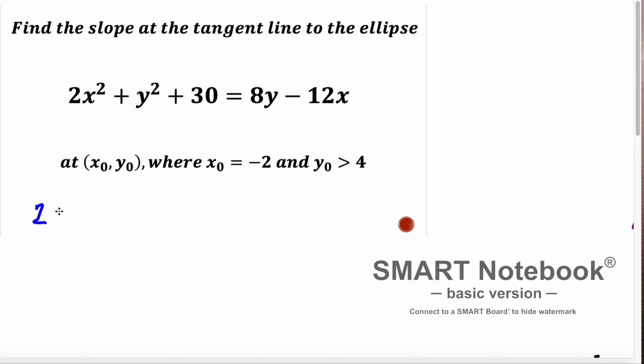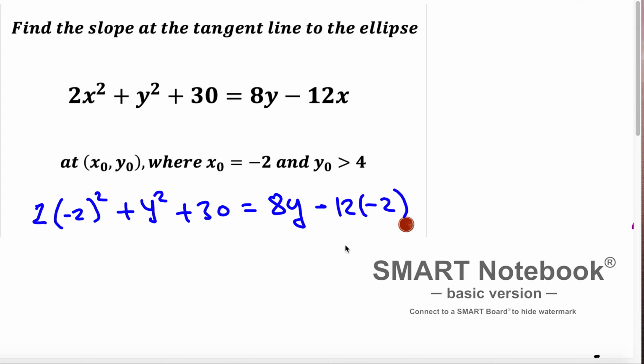Now instead of the x, I'm plugging x0, which is minus 2 squared plus y squared plus 30 is equal to 8y minus 12 times minus 2. When we rearrange, minus 2 squared is 4, times 2 is 8, plus y squared plus 30 is equal to 8y. Negative times negative is positive, 12 times 2 is 24. And now I'm rearranging a little bit.